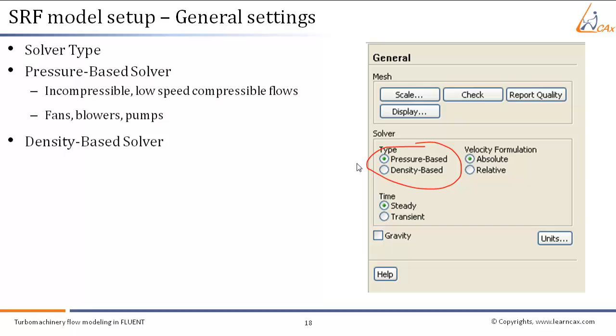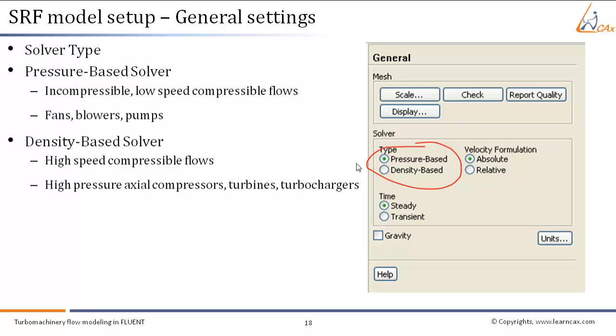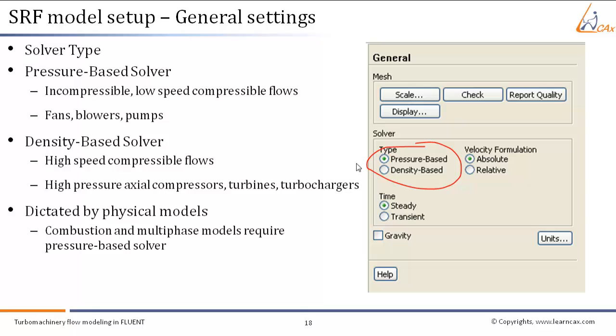The density based solver is the other option. It is recommended for high speed compressible flows. Examples of such problems are high pressure axial compressors, turbines and turbochargers. The solver selection is sometimes also dictated by the physics model. So in case where we want to model combustion and multi-phase flow, we have to go with the pressure based solver.